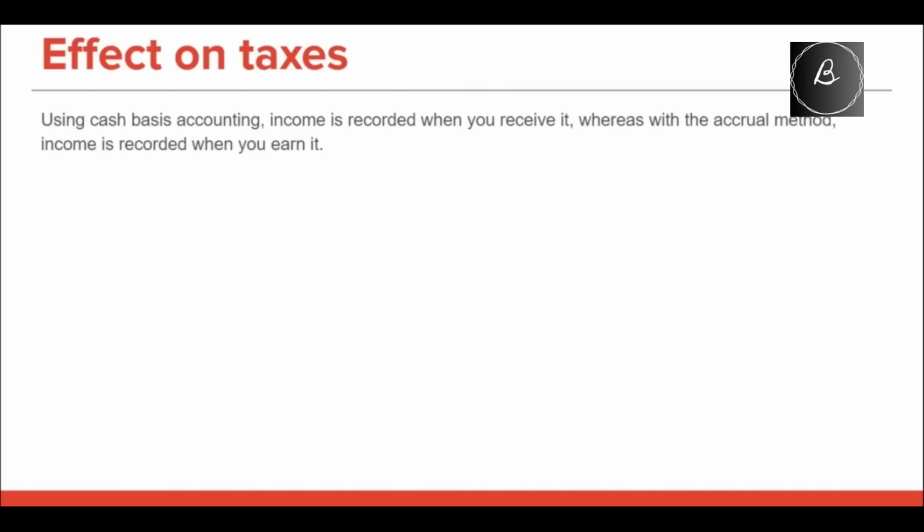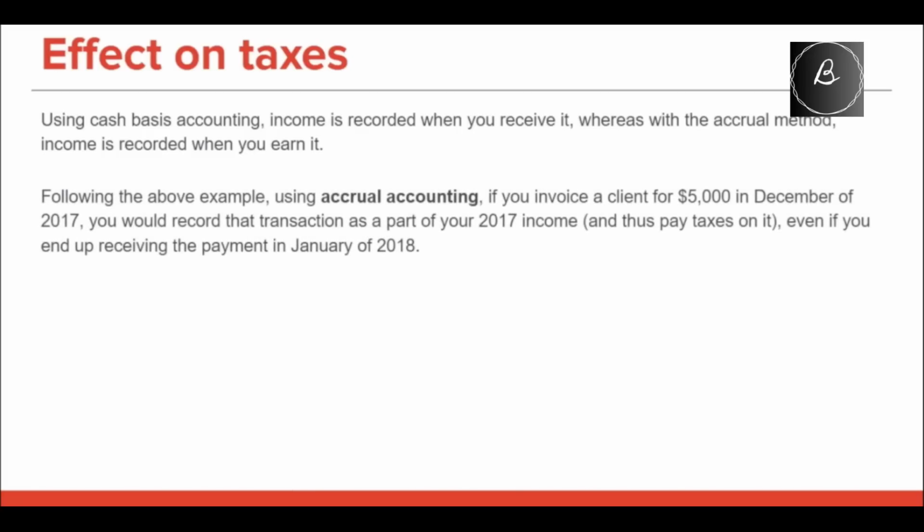Using the cash basis accounting, income is recorded when you receive it, whereas with the accrual method, the income is recorded when you earn it. Following the above example using the accrual accounting, if you invoice a client $5,000 in December of 2017, you would record that transaction as a part of your 2017 income and thus pay taxes on it, even if you end up receiving the payment in January of 2018. If this was under the cash basis method, this income tax would come under the 2018 bracket.